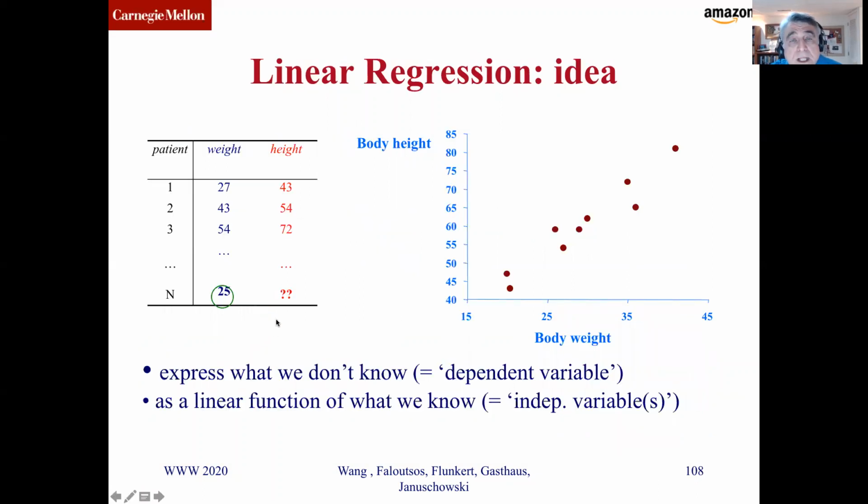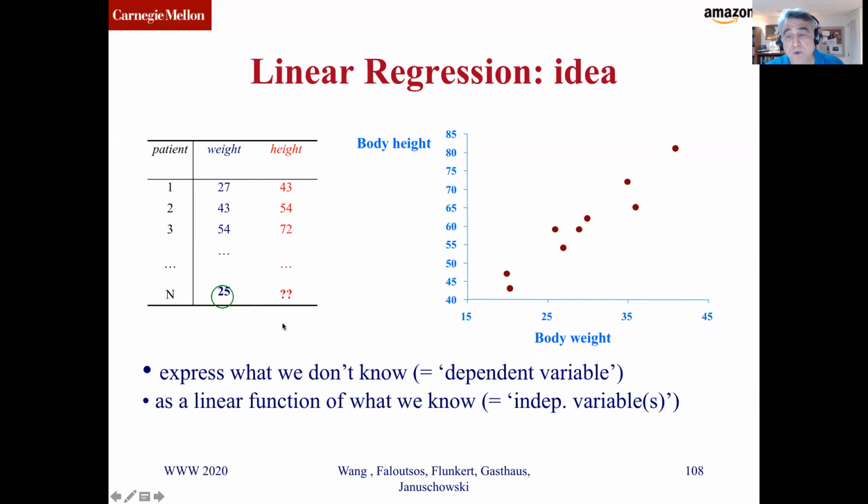Let's go back to standard regression before we go to autoregression. This is statistics, introduction to statistics. Suppose we have patients with 2 variables, body weight and body height. For all the patients, we know the body weight. For all except the last, we know the body height. And the question is, how can we guess the body height of the last patient?